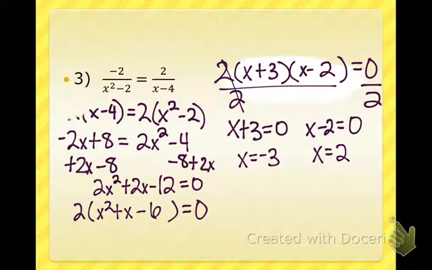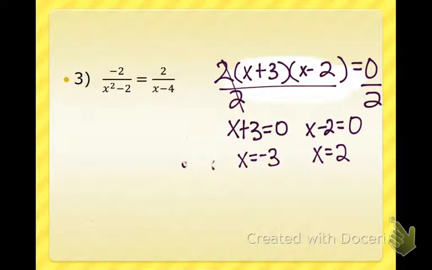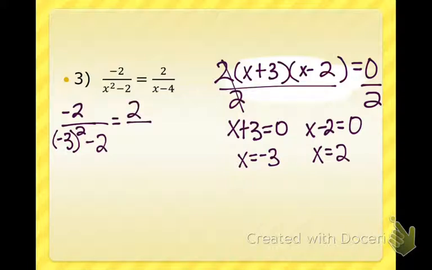All right, so I'm going to take away my solving steps over here so that I can check. Remember to check, we go back to the original problem. Which one do we want to check first? The -3. When we are checking a negative, we need to be careful, especially when we are squaring it. Notice that I put my -3 in parentheses, squared. If you square a negative number, it becomes positive. So this becomes -2 over 9 minus 2.